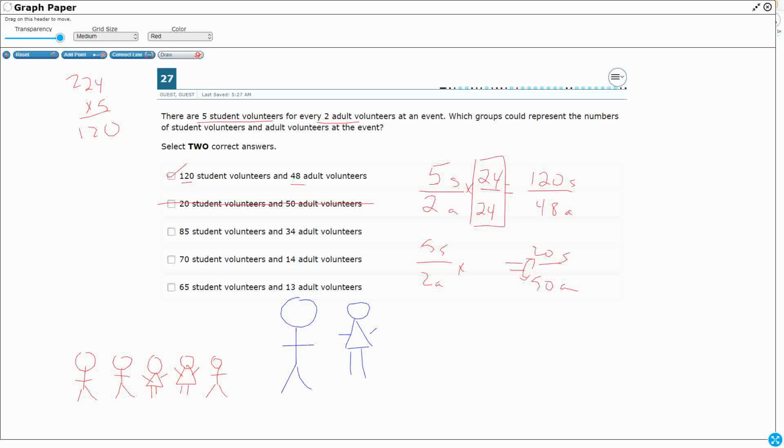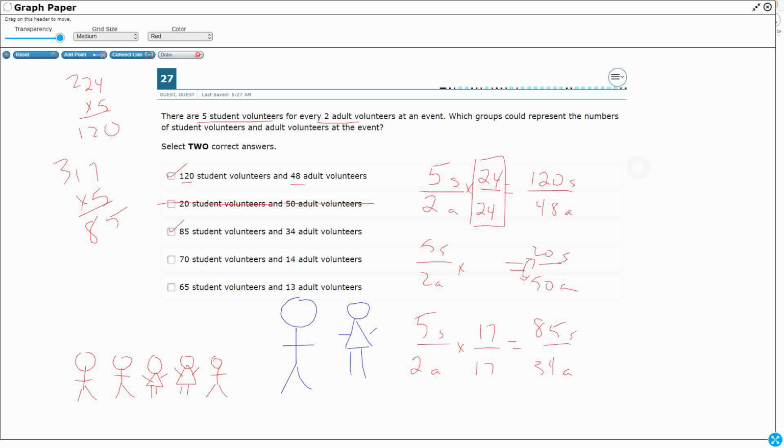All right, let's look at this next one here. So I've got 5 students for 2 adults, and that's going to be 85 students, 34 adults. All right, so multiply by 2 again. That's going to be 17. All right, double 17, you get 34. Let's see if that works. 17 times 5, 85. Yeah, all right, so that one works, which means the other two need to be wrong.